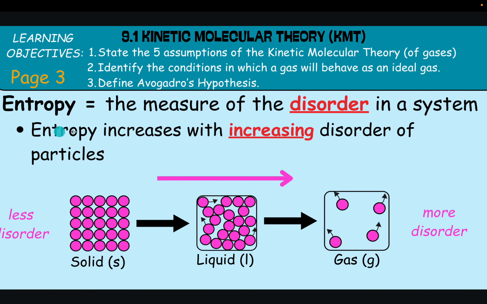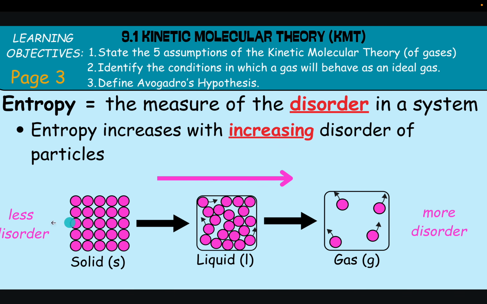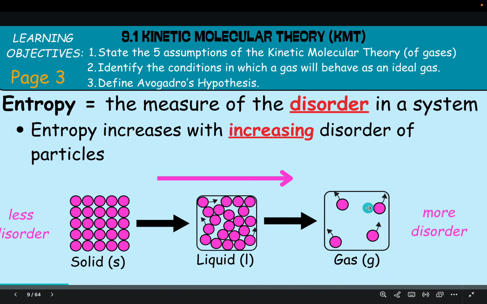Okay, so to review entropy, entropy is the measure of the disorder in a system. So entropy will increase with increasing disorder of particles. When we talked about our matter and energy unit, we said how solids have the least amount of disorder, or the least amount of entropy. And as we go from a liquid to a gas, when the particles get farther and farther away from each other, it increases that randomness and makes it more disordered. Okay, so gases are going to have the most amount of entropy.